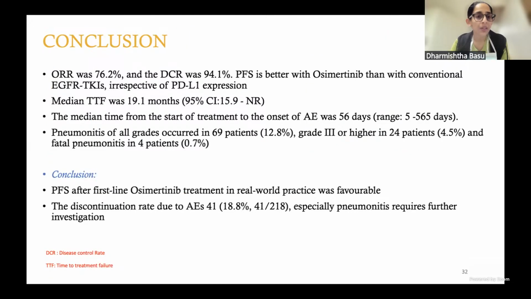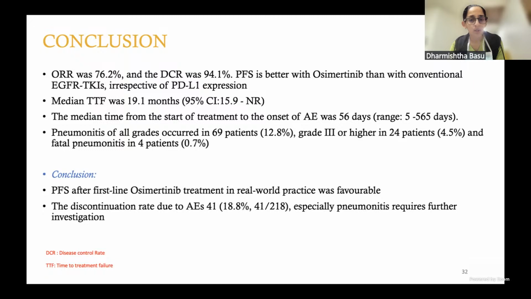Concluding from the study, overall response rate was 76.2%, and disease control rate is an exceptional 94.1%. PFS is better with osimertinib than with conventional EGFR TKIs, and this improvement is irrespective of PDL1 expression. Median time to treatment failure was 19.1 months. Onset of AEs is seen mainly at around 56 days. Pneumonitis of all grades, including in all 69 patients, was seen in around 12.8%. Grade 3 or higher was seen in 4.5%. Fatal pneumonitis was seen in around 0.7%.